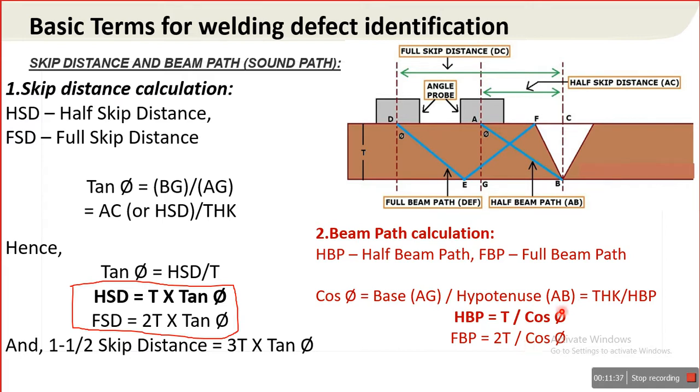So it is related to the terminology of welding defect identification. This is skip distance, full skip distance and half skip distance. Half skip distance is given by T into tan theta, full skip distance is given by 2T tan theta. Half beam path is equal to T into sec theta or T divided by cos theta. Full beam path is equal to 2T divided by cos theta or 2T sec theta.